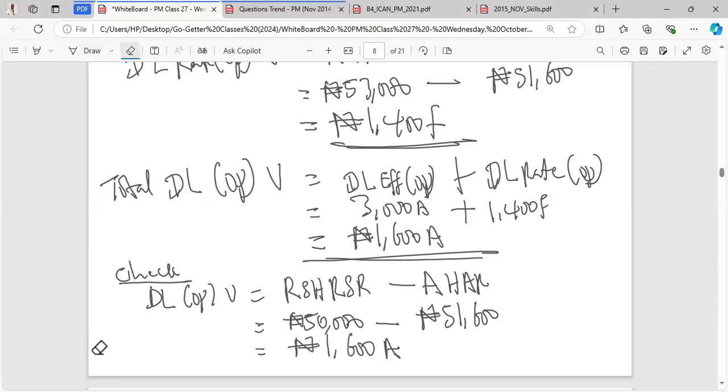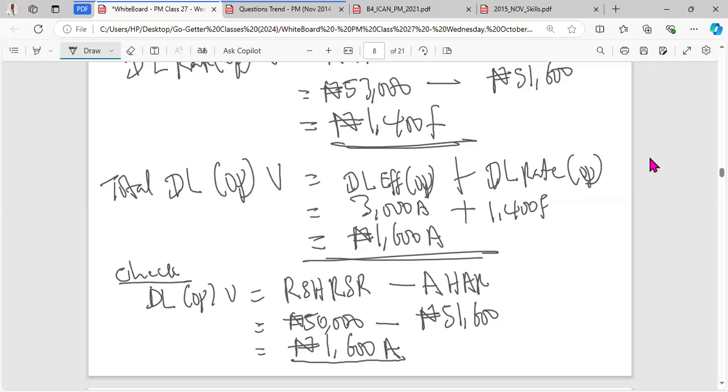So you see why I call it a check. You are checking to show that the sum of your direct labor rate and efficiency variance, when you add them, is the same thing you will get if you do it directly. This is the total operational variance, but it's subdivided into these two. And that's it for this question.